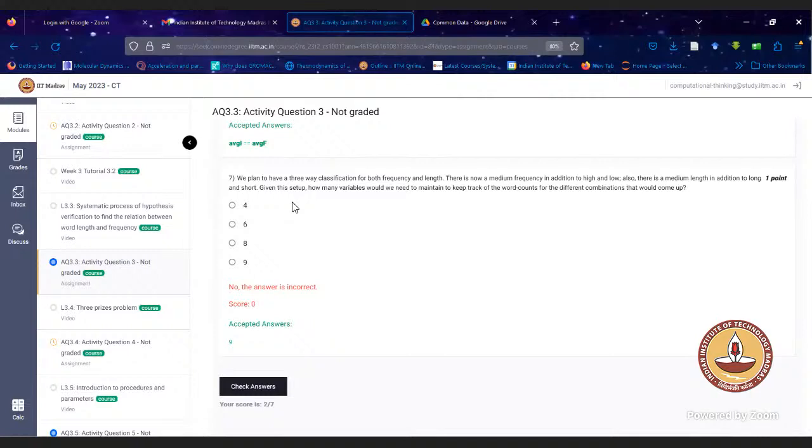Could you explain? Currently there are 2 rows and 2 columns, 2 classifications for frequency and length, short and long. So you have 4 cells essentially. Now another row and another column is being added, medium for both frequency and length. So now it is becoming a 3 by 3 table. So the combination answer is 9.